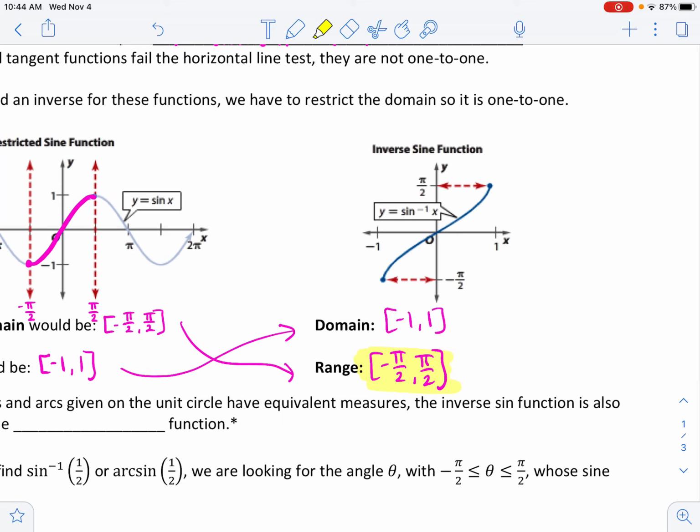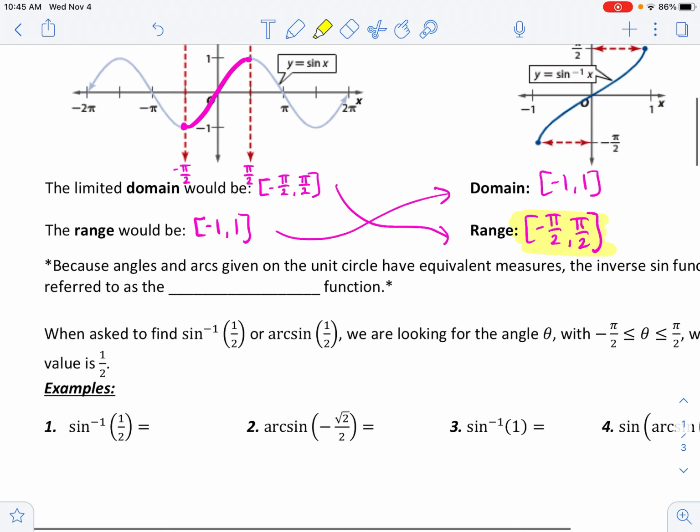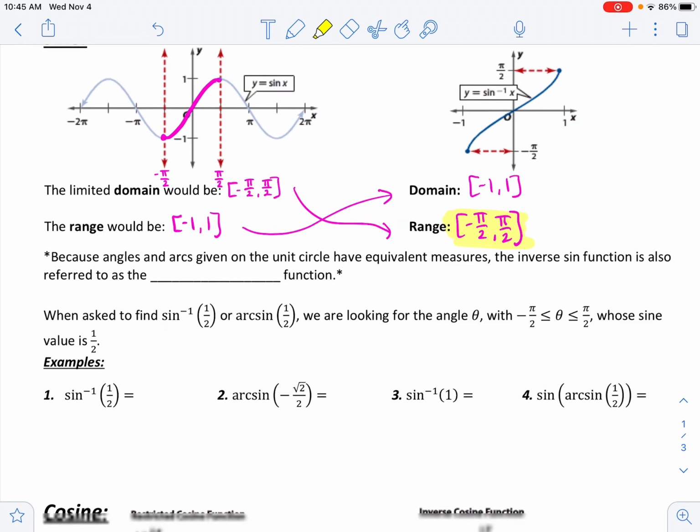So if I ask you for the inverse sine of a number, the input that I give you has to be in between -1 and 1. So meaning that I can't say sine inverse of 6. It has to be a number in between -1 and 1. And you always have to give me an answer in between negative pi over 2 and positive pi over 2.